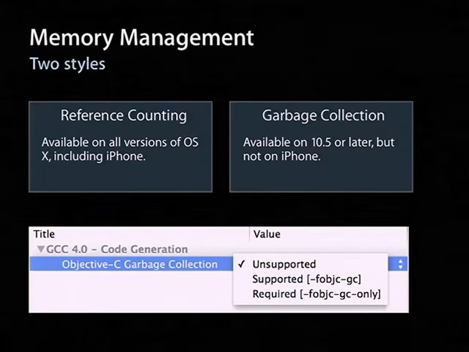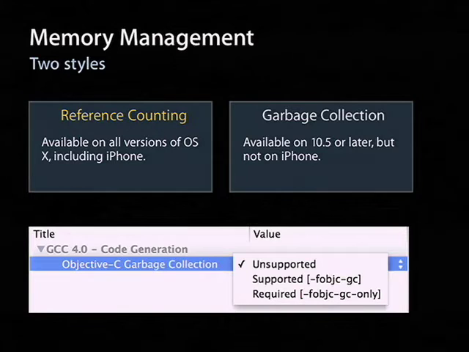The way you choose is very easy. In Xcode, you just pick from a pop-up whether you want the first option here is reference counting, where it says unsupported, or garbage collection, which is the last option. And the middle option is sort of a mode. It supports both methods, which is useful for frameworks like AppKit. But if you're writing an application, it's only the first or the last options you want to use.